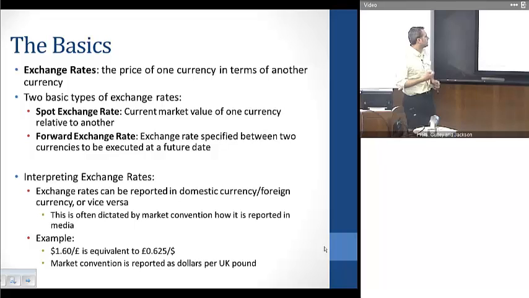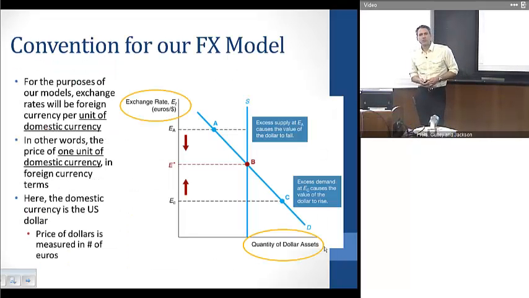That's equivalent to 0.625 pounds per dollar. It means exactly the same thing. But in terms of the financial markets, it's market convention, if you open up a newspaper, for these things to be reported in the number of dollars per UK pound. Okay. Now again, those things can be confusing because they mean essentially the same thing, but it's going to be important here in a moment when we think about this foreign exchange model that we're going to set up.